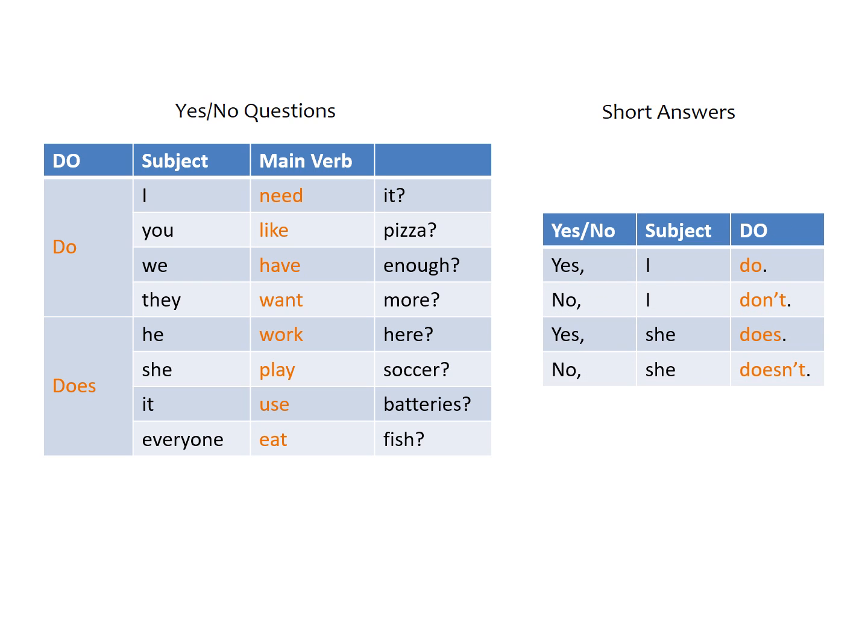For short answers, we also want to use the helping verb. So if you answer yes, I do, or no, I don't, we don't want to say yes, I need. The correct way to answer is yes, I do. And that's true no matter what your subject is. So if you say yes, she does, right, you don't want to say yes, she needs.